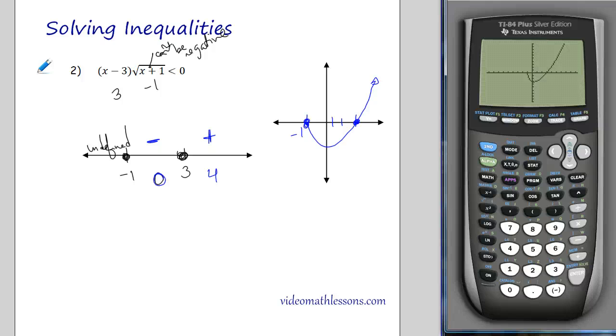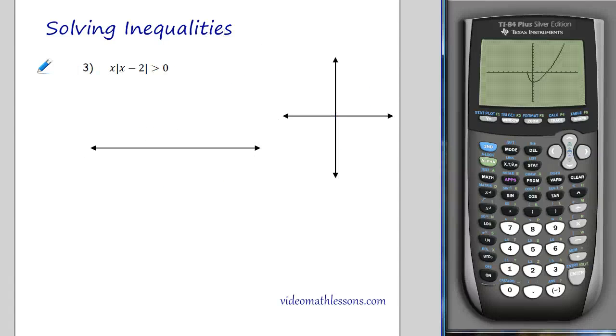Let's try one more. Oh, less than 0. That's this zone right here. So when is the graph below 0? Well, from negative 1 to 3. Now, is it open or closed? Well, I don't want it to equal 0, so I cannot include the roots. So it's open.